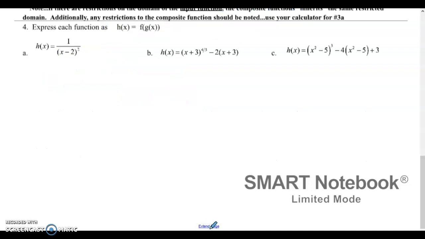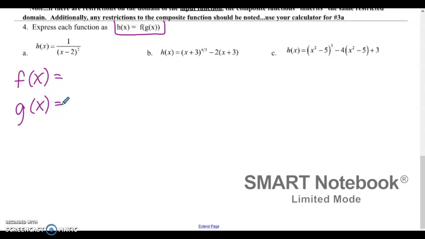And then for this final one, we're kind of working backwards. I know that I want h of x to be f of g of x, so that means I need to break each of these functions up into 2 different functions. I need an f of x, and I need a g of x.